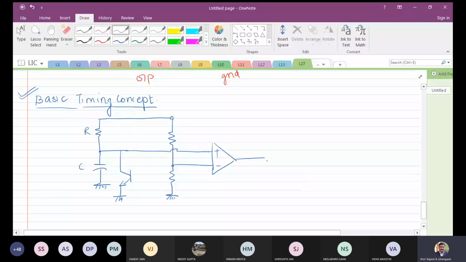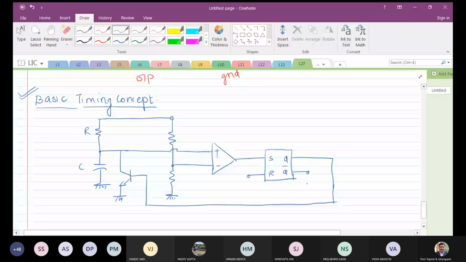Output of the comparator goes to what is called the SR flip-flop. Output is Q bar, and this is connected to the base of the transistor. Remember that the transistor is being used as a switch. All right, so let us apply, say, 15 volts here, 5K, and this is 10K. Okay, let's see what happens.